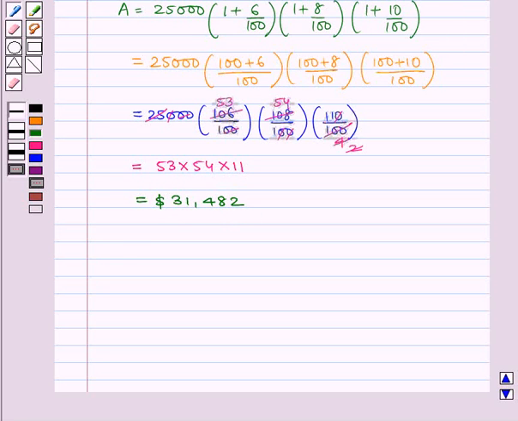$31,482. Hence, the amount after 3 years is equal to $31,482, which is our answer.